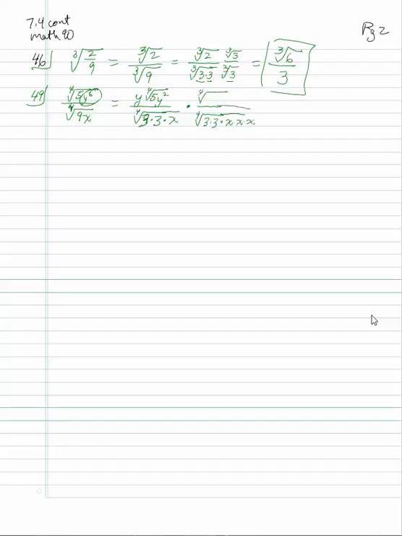Whatever you do to the bottom, you've got to do the top. So now we're going to get y, 4th root of 5 times 3 times 3 times x cubed, y squared. And on the bottom, we're going to have 4 3's and 4 x's. So a 3 is going to come out, and an x is going to come out. So we're going to get y, 4th root of 45 x cubed y squared over 3x. And that's the final answer for that one.